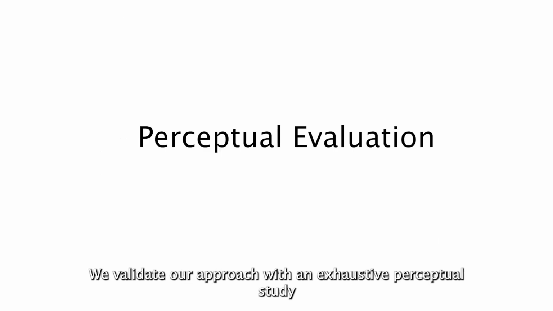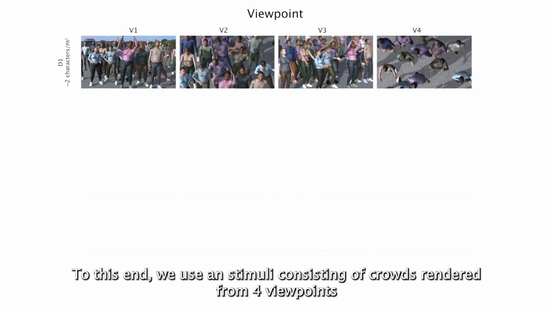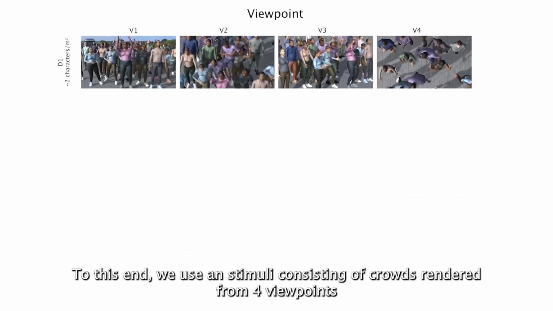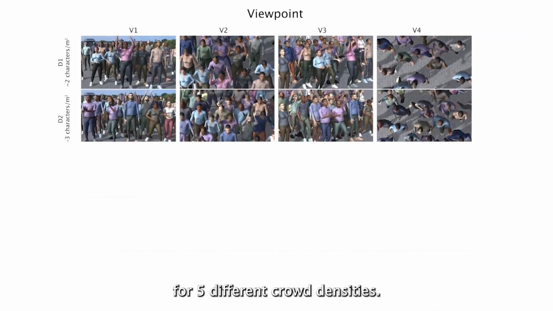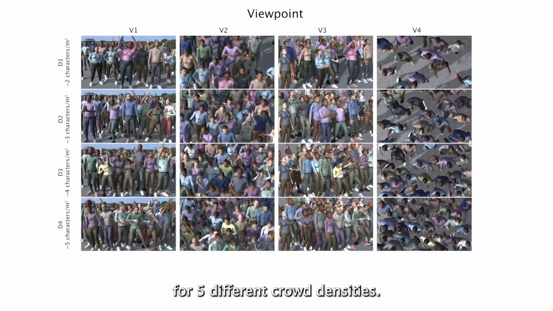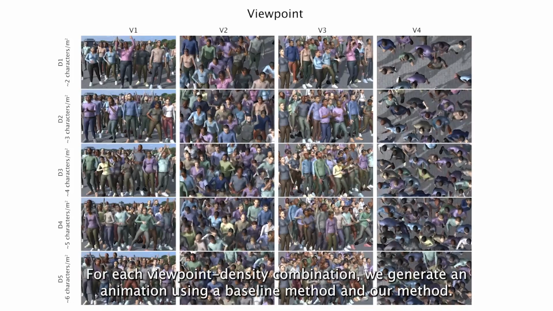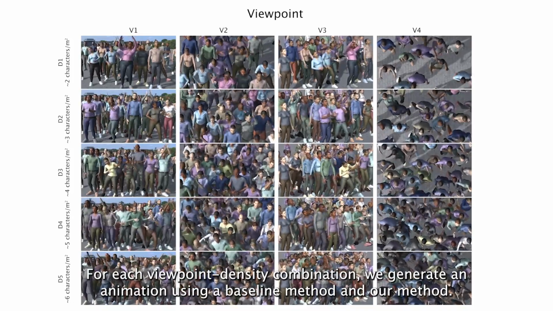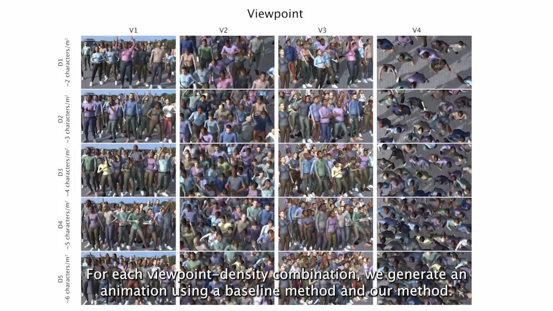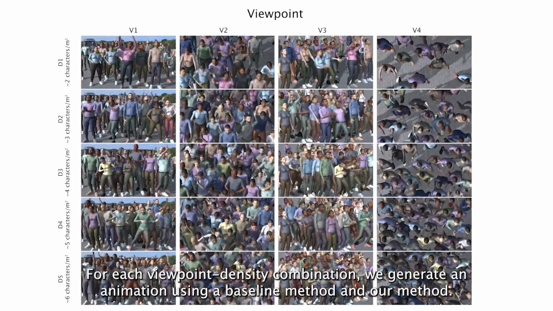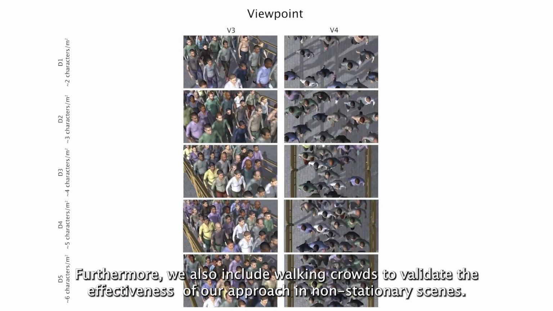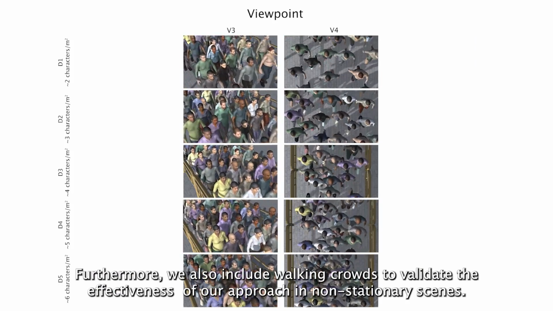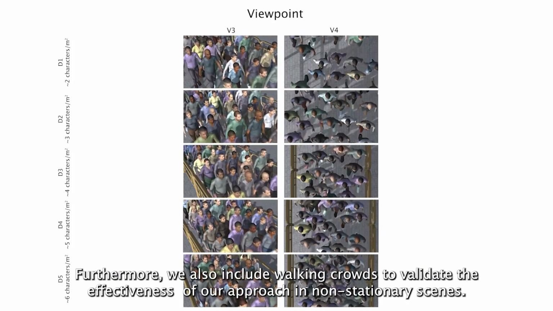We validate our approach with an exhaustive perceptual study. To this end, we use a stimuli consisting of crowds rendered from 4 viewpoints for 5 different crowd densities. For each viewpoint density combination, we generate an animation using a baseline method and our method. Furthermore, we also include walking crowds to validate the effectiveness of our approach in non-stationary scenes.